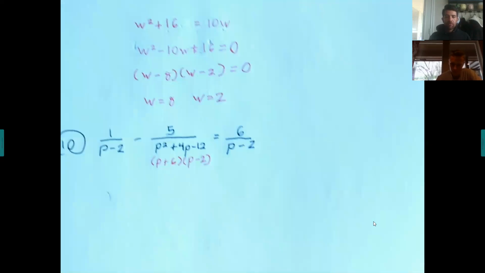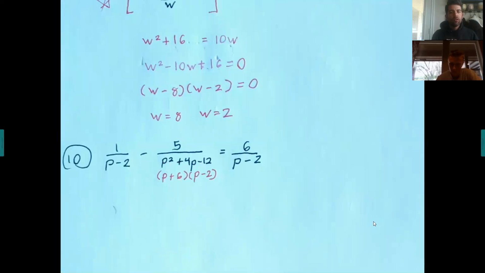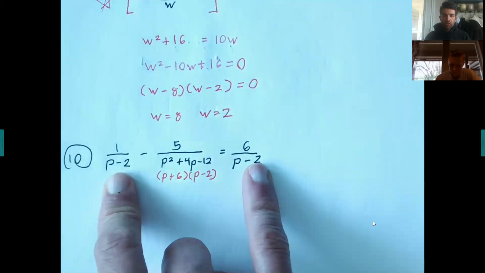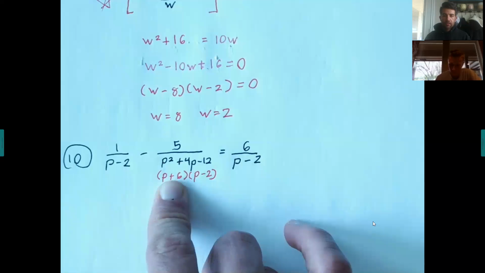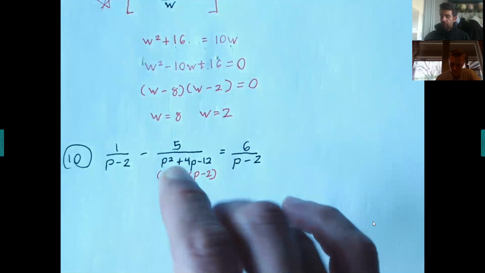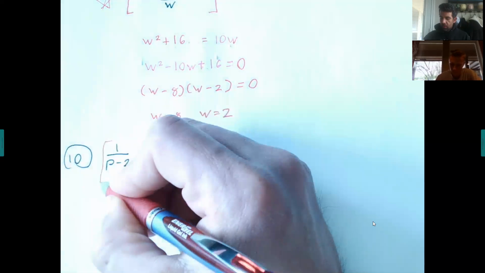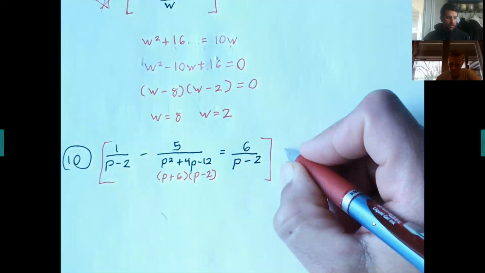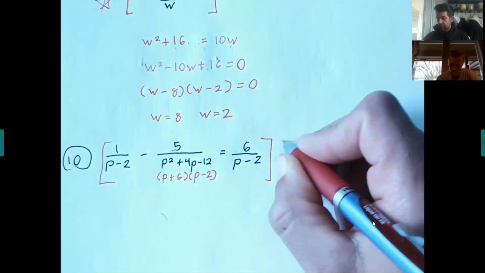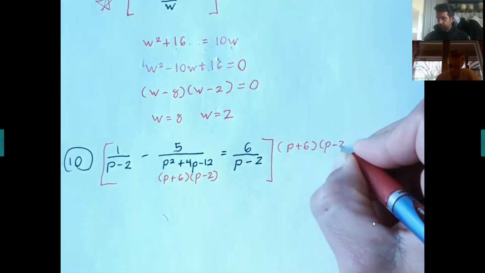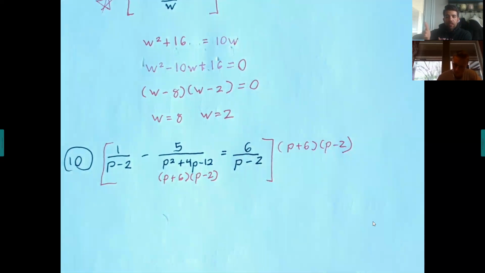What I'm trying to find is a way to have what's called the lowest common denominator, but they all have to have the same denominator. Are you with me? Yep. So, see, these two are the same, so I'm good. But this one has a P plus 6, okay? So in order for me to have what I need, I'm going to have to multiply all of this times P plus 6, P minus 2. That's essentially my lowest common denominator. Are you with me? Yep.